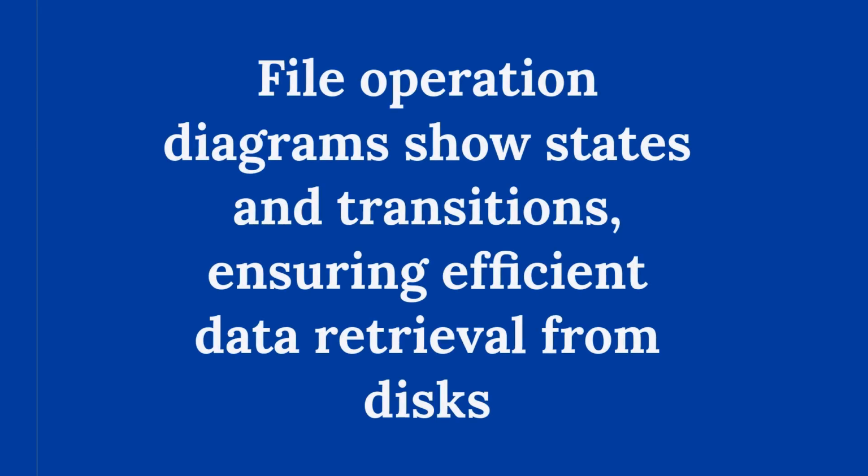A file read operation diagram includes states like idle and reading data. Transitions occur through events like disk readiness. This scenario models data retrieval from a disk. Diagrams help visualize the process flow. They ensure efficient handling of file operations.